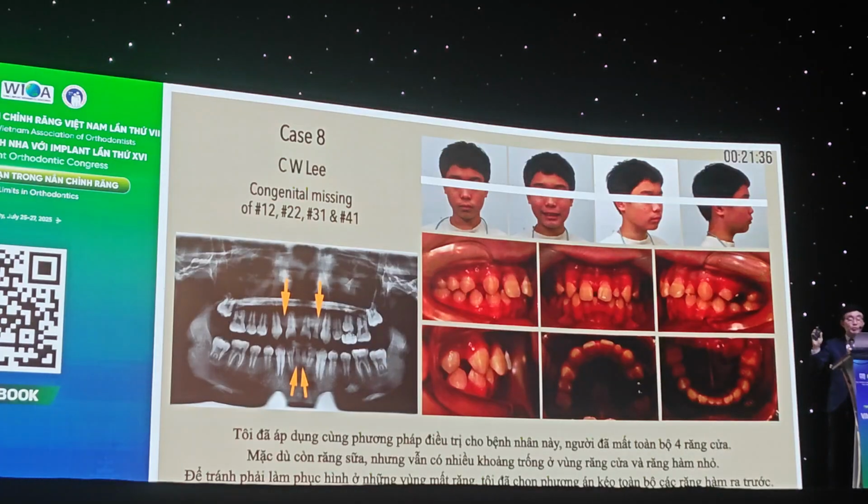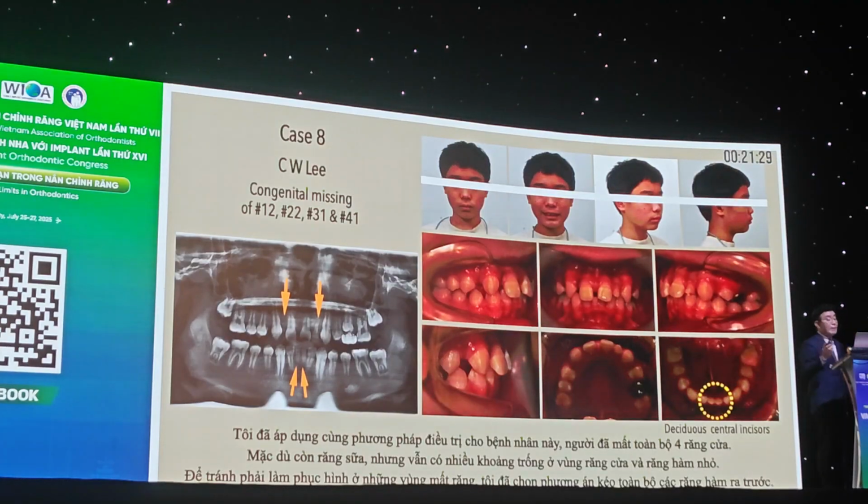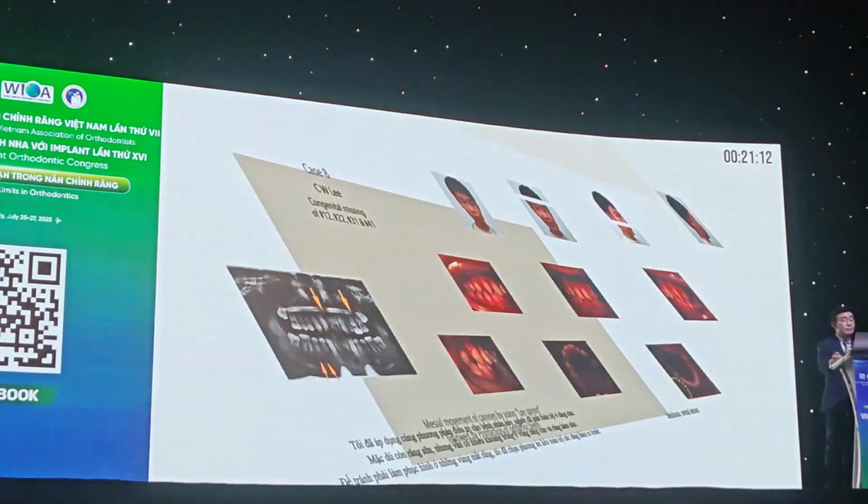I applied the same treatment methodology for this patient who has lost all 4 incisors. There were several space issues in the incisor and premolar area, despite the presence of the remaining primary teeth. To avoid prosthetics in the missing region, I opted to advance all the molars forward.